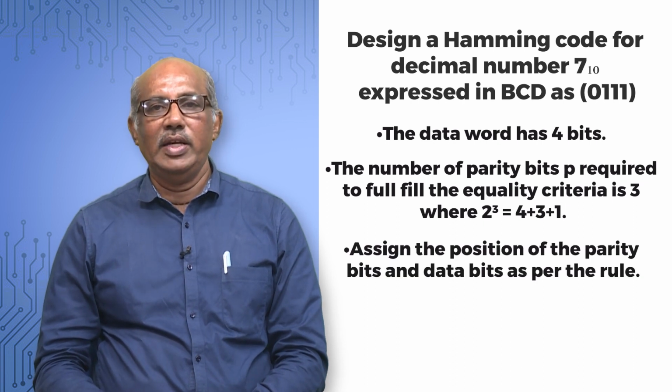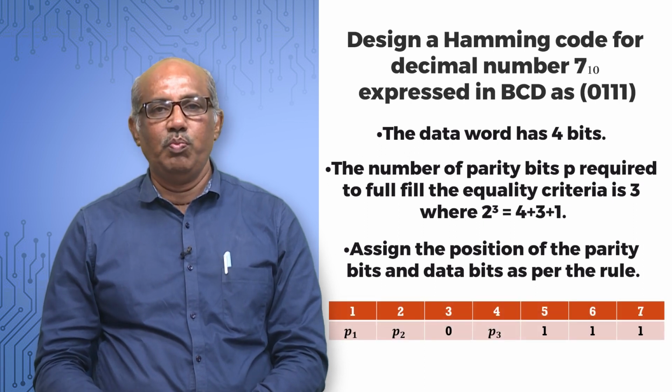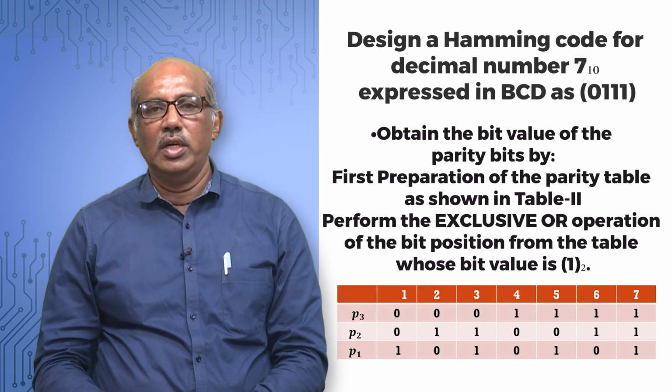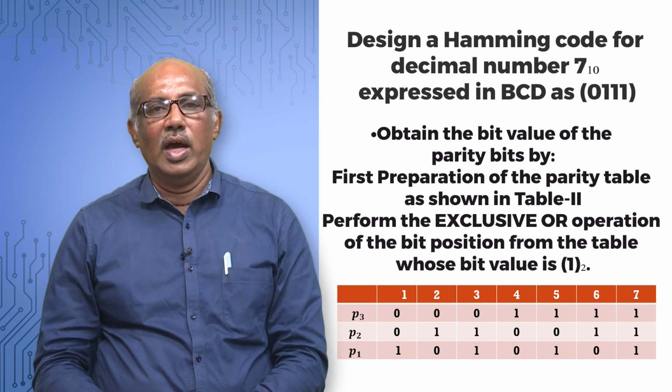Assign the positions of the parity bits and data bits as per the rule. So, we can see that at 2 raised to 0 we place P1, at 2 raised to 1, that is position 2, I place P2, and at 2 raised to 2, that is position 4, I place P3. The remaining positions, that is positions 3, 5, 6, 7, are filled by the data bits, that is 0, 1, 1, 1. Now, obtain the bit value of the parity bits. You first prepare the parity table as shown in table 2. Then perform the exclusive OR operation of the bit positions from the table whose bit values are 1.